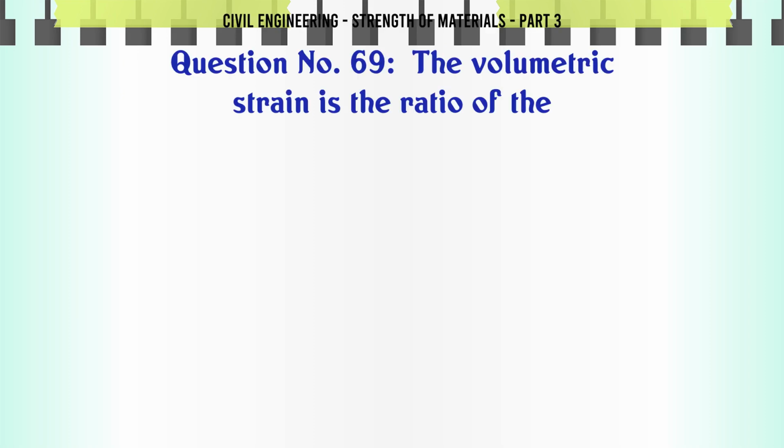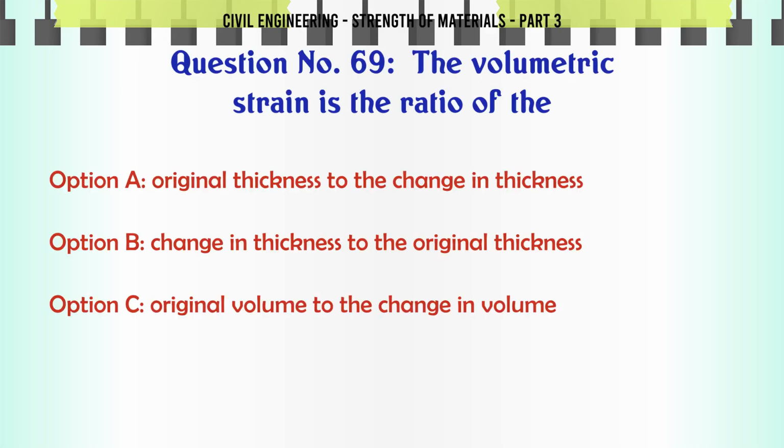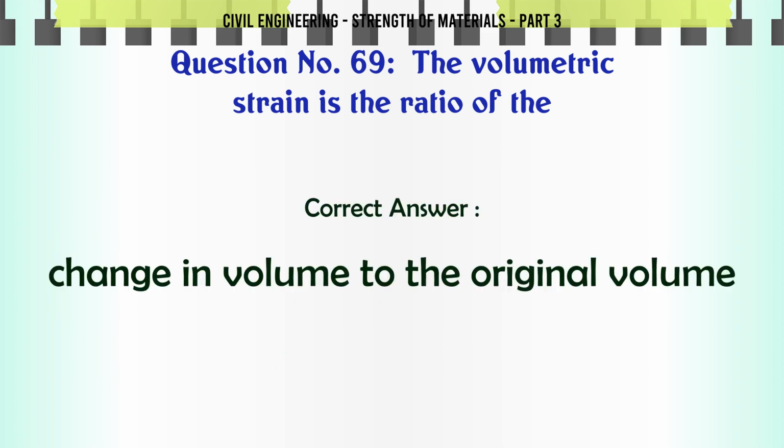The volumetric strain is the ratio of the A. original thickness to the change in thickness. B. change in thickness to the original thickness. C. original volume to the change in volume. D. change in volume to the original volume. The correct answer is change in volume to the original volume.